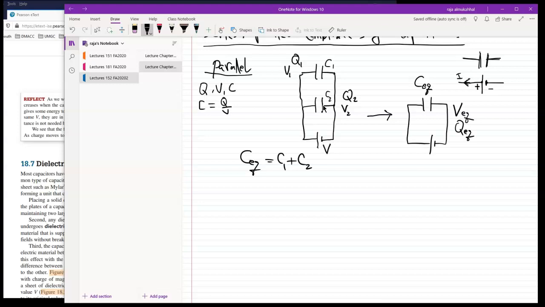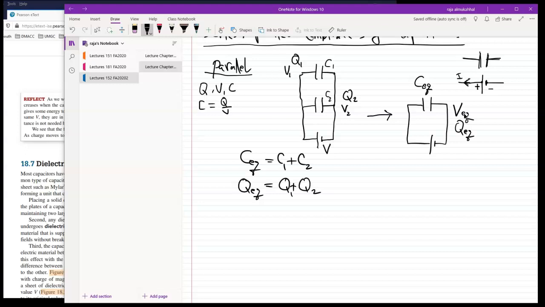So the question is, what are Q sub EQ and V sub EQ? In other words, what is the equivalent charge and what is the equivalent voltage? Here is how it works. For a parallel combination, the equivalent charge, you simply add up the charges. So it becomes Q1 plus Q2.